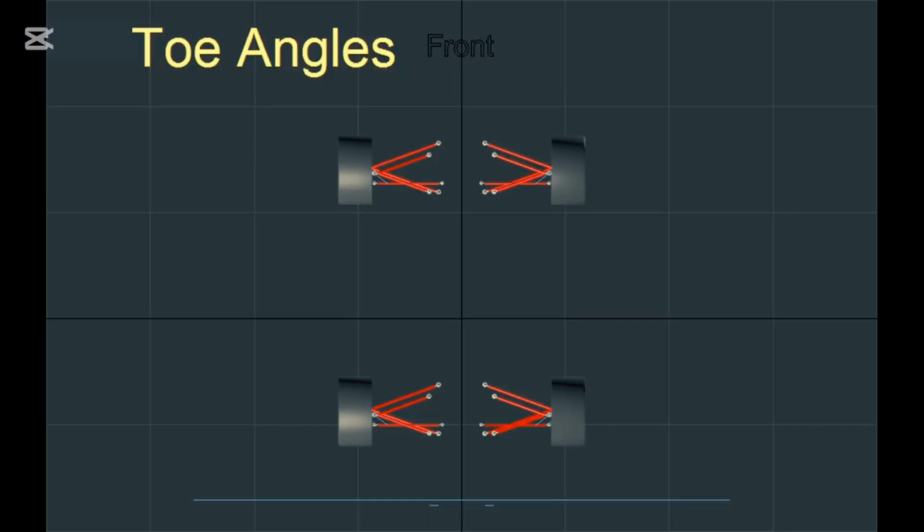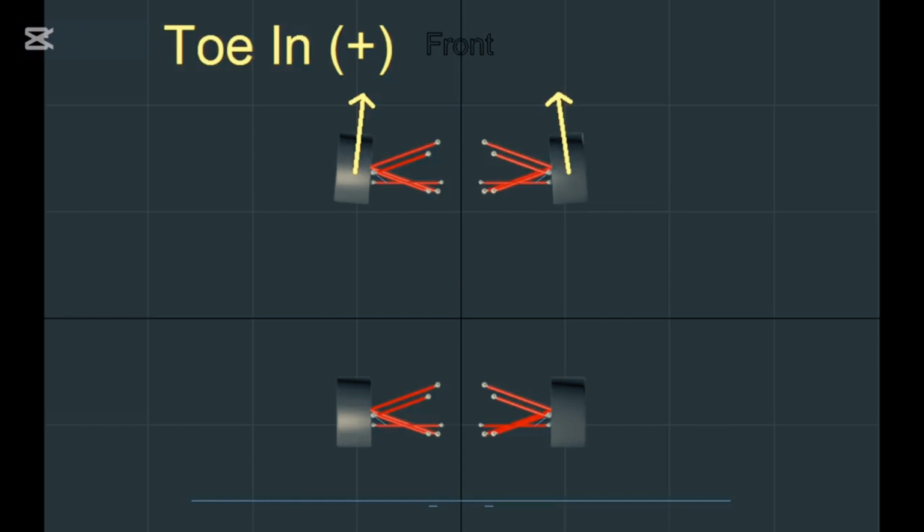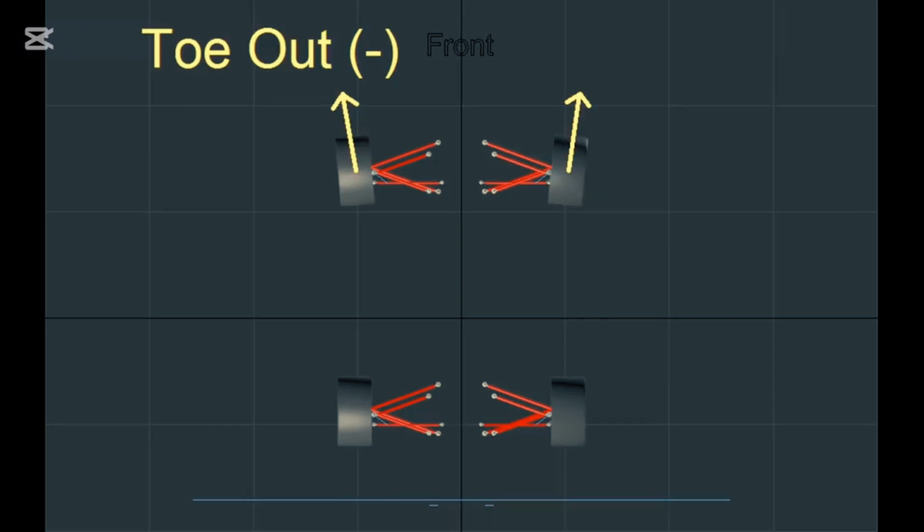But for now I want to talk about the other really important angle, which is toe angles. Toe angles basically refer to the direction your tires are pointing in when you're looking at them from a top view. So if your tires are pointing straight forwards, that's basically zero toe angle. If your tires are pointing inwards, towards the center line of your car, that's toe in or positive toe. And if your tires are pointing outwards, away from the center line of the car, that's called toe out or negative toe.